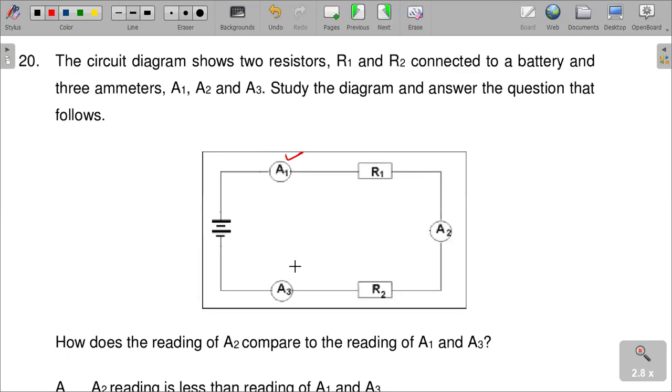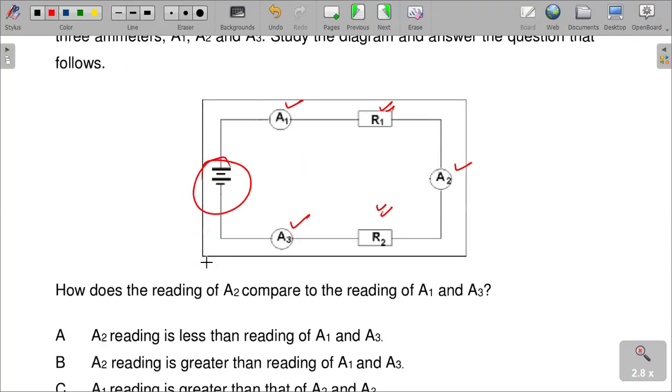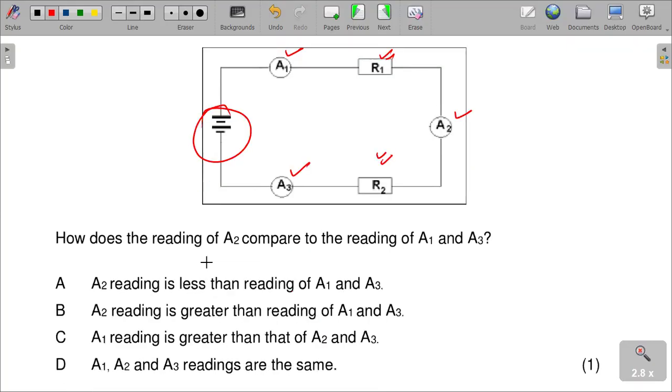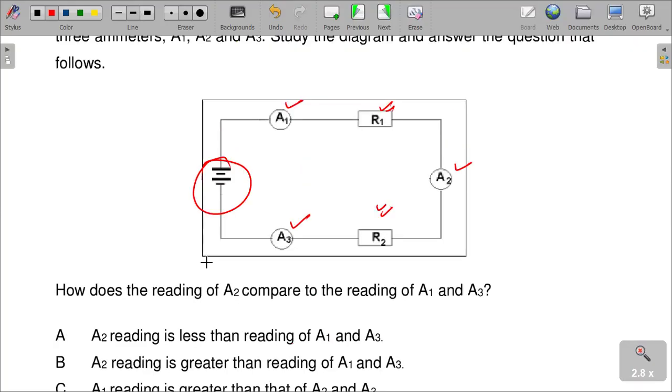We have got A1, A2, A3, and then we have got resistor 1, resistor 2, which is also shown there, and our power, which is also shown there. So how does the reading of A2 compare to the reading in A1 and A3?